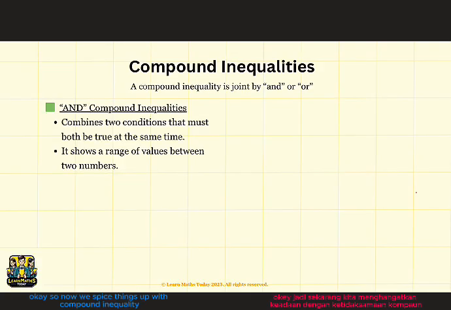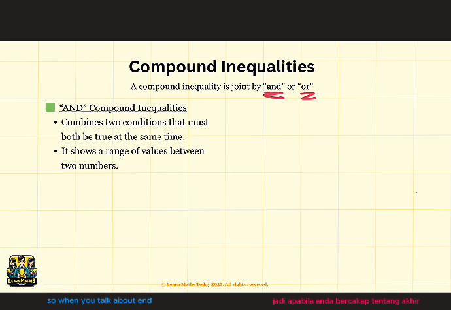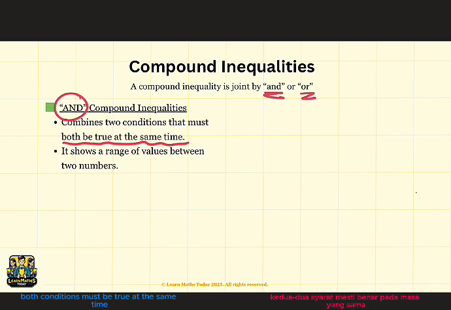Okay, so now we spice things up with compound inequality. These inequalities combine two conditions, the "and" and the "or". So let's talk about the "and" first. When you talk about "and", both conditions must be true at the same time.